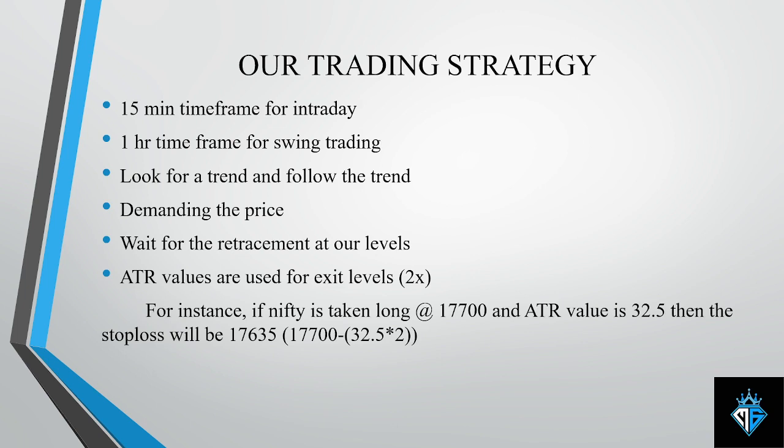For example, if the Nifty is taken long or buy at 17,700, and at that point the ATR value is 32.5, then our stop loss will be 32.5 multiplied by 2, which comes to almost 65 points. So 65 points is our stop loss and 130 points is our target, double the stop loss, a 1:2 ratio. We have had many successful trades and we are getting regular successful trades in this volume profile strategy. Let me show you some screenshots.